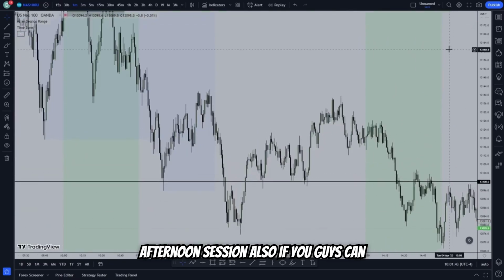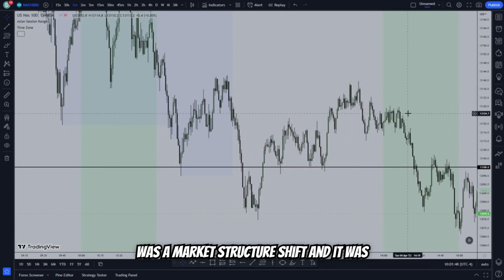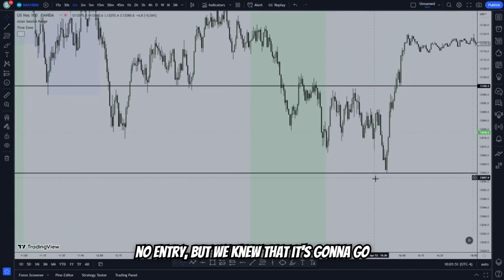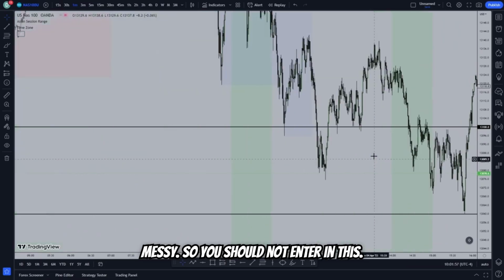In the afternoon session also, if you can see right over here, there was a market structure shift and it was consolidating. There was no entry, but we knew it was going to go more down. There was one entry right over here, but it was messy, so you should not enter on this.